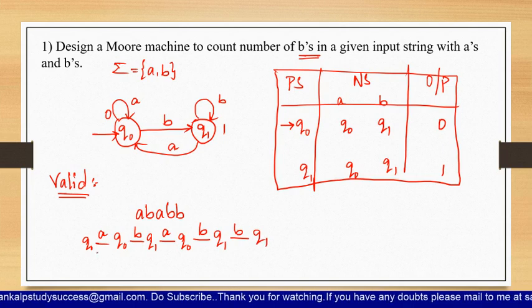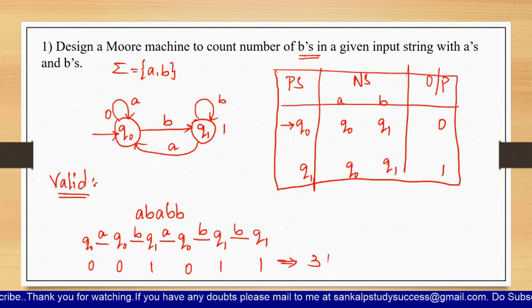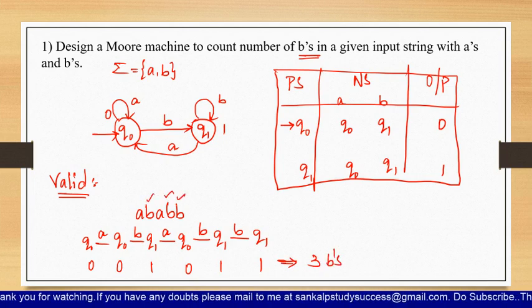For each and every state, we have outputs. For Q0, it is 0. For Q1, it is 1. Q0, 0. Q1, 1. And Q1, 1. How many 1s are there? Those many B's are in the input string which we have taken. That means there are 3 ones here, so there are 3 B's in the input string: 1, 2 and 3. So the machine which we have drawn is exactly correct.